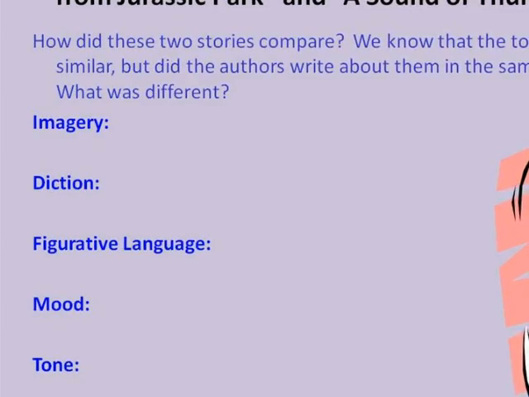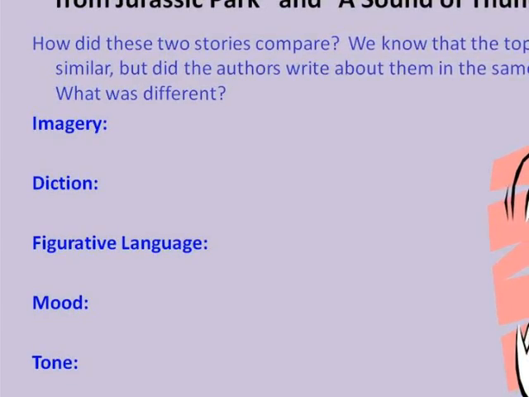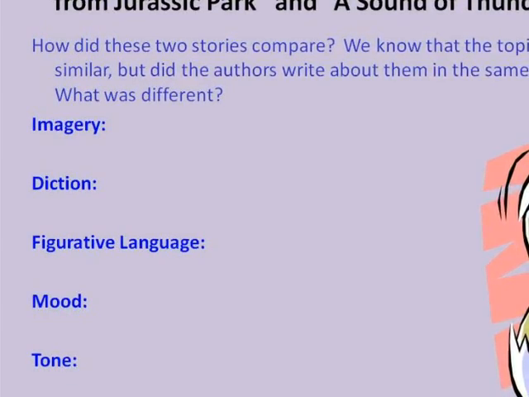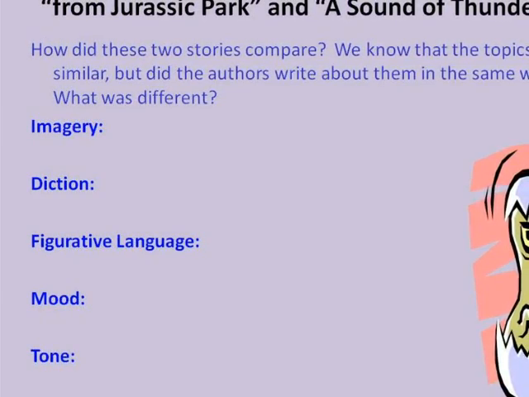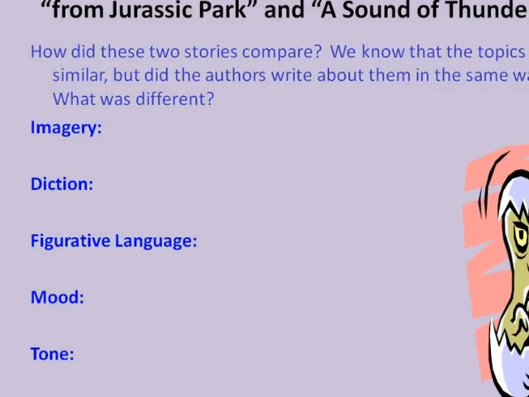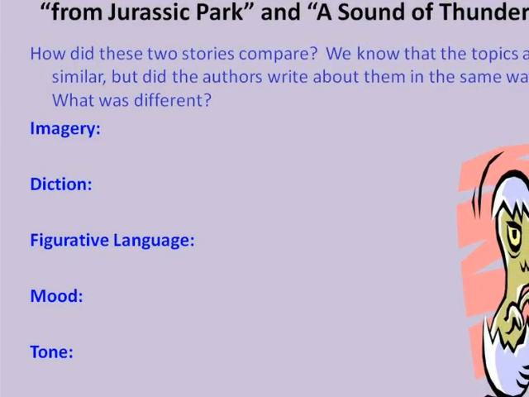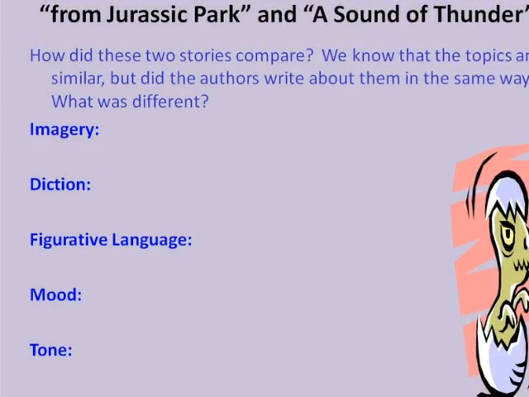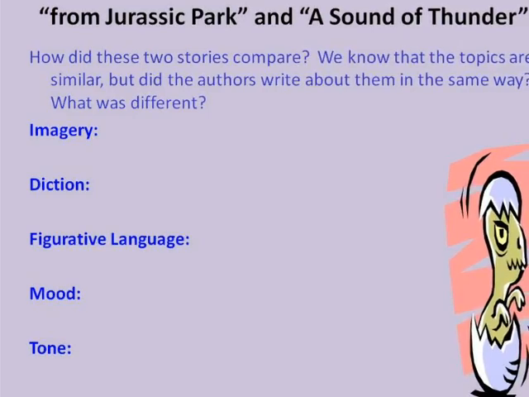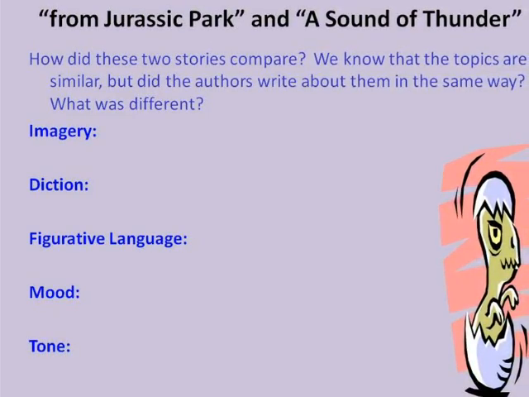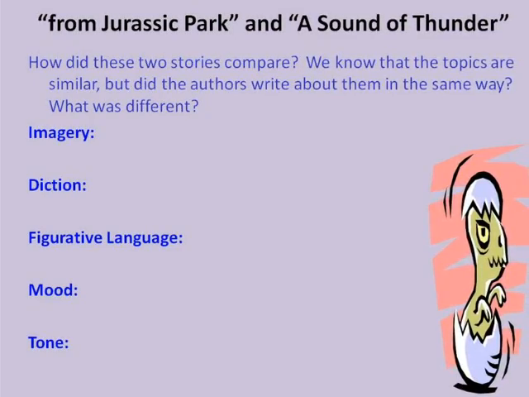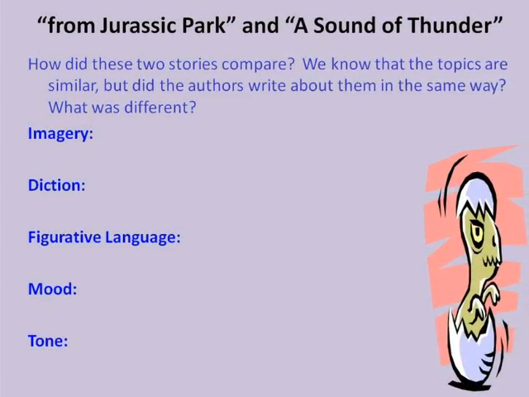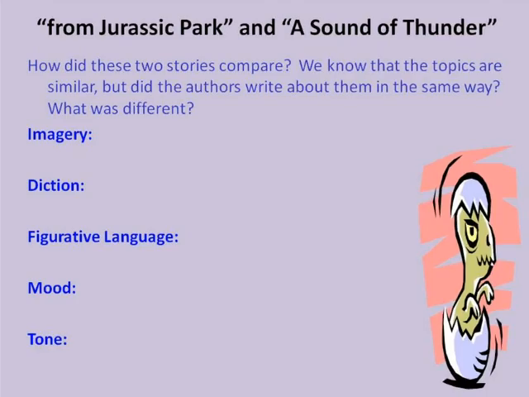Students are asked to think about a few different aspects of the story and use these literary ideas to complete the Venn diagram. Today we're going to talk about imagery, diction, figurative language, mood, and tone. We know that the topics of Jurassic Park and Sound of Thunder are similar, but did the authors write about them in the same way? What was different? What was the same?